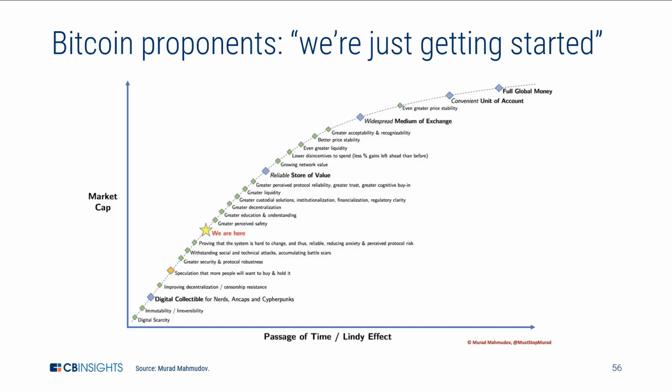If Bitcoin gains more acceptance as a store of value through greater perceived safety, greater education, greater liquidity, greater custodial services, etc., then it could ultimately become a more widespread medium of exchange. And if that happens, it could even turn into some sort of real viable alternative currency or unit of account. In other words, it's still very early days.